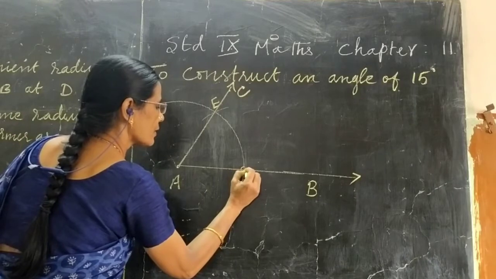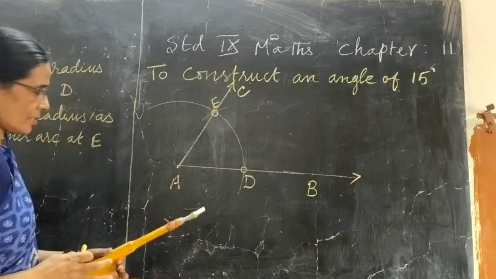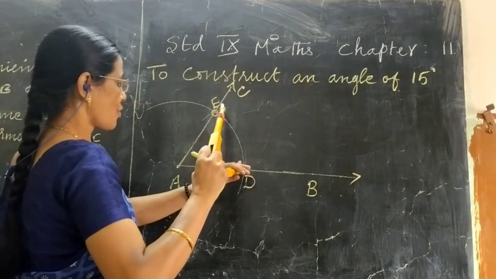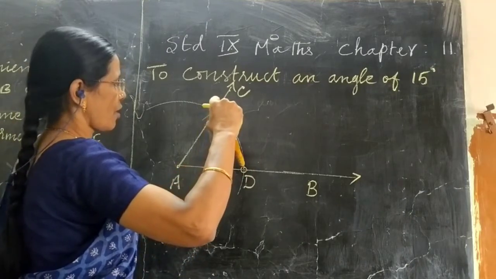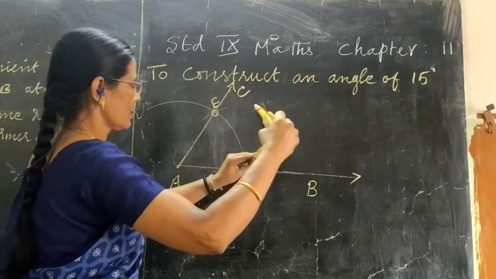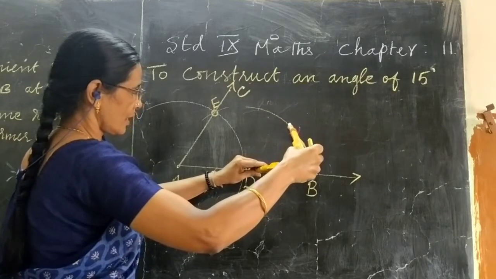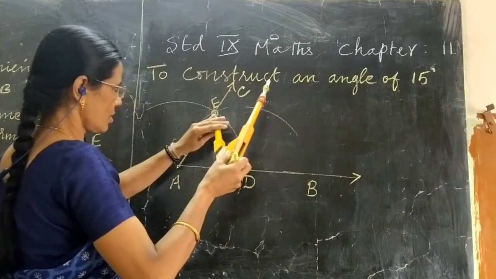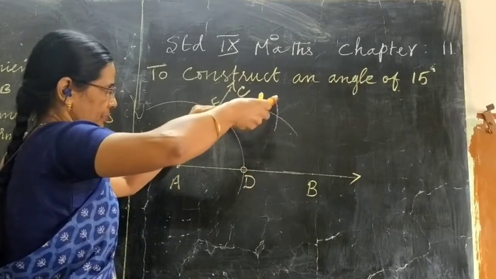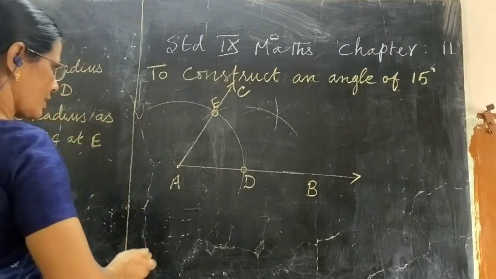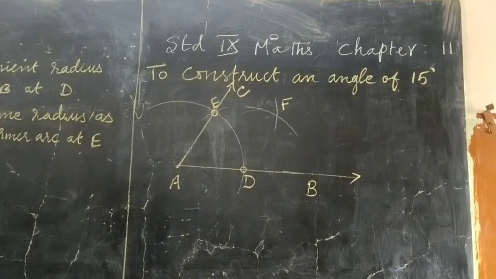So I have taken these two as centers. You can see the circled points as centers. Radius more than half of DE. So it can be any radius more than half of DE. This is more than half of DE. So I am going to draw two arcs to intersect. So D center with radius more than half of DE and arc is drawn. E center with the same radius and arc is drawn. So let us name this point as F. Let us draw ray AF.